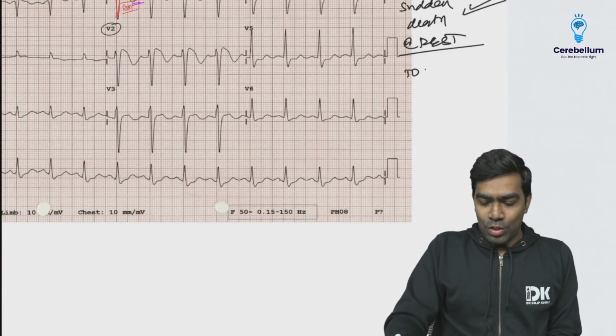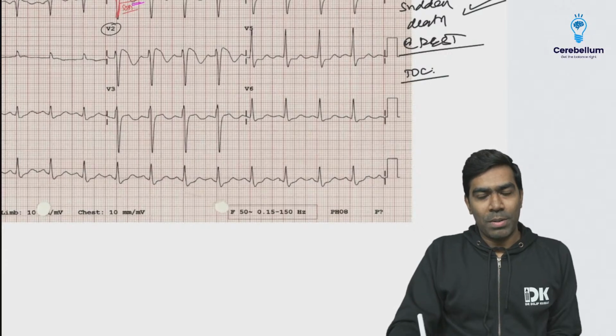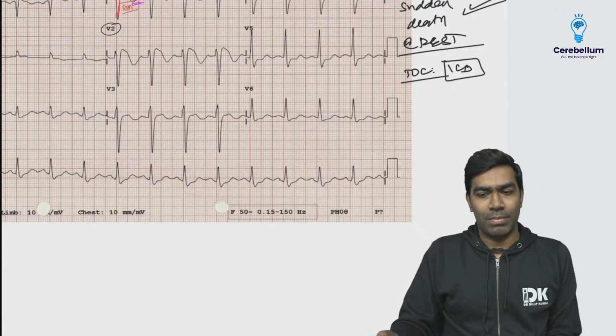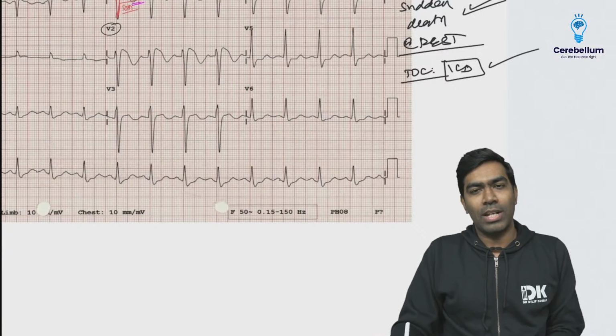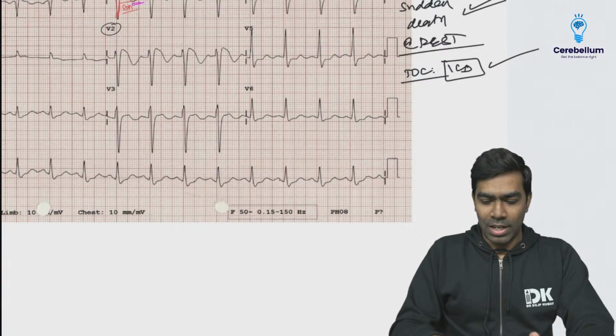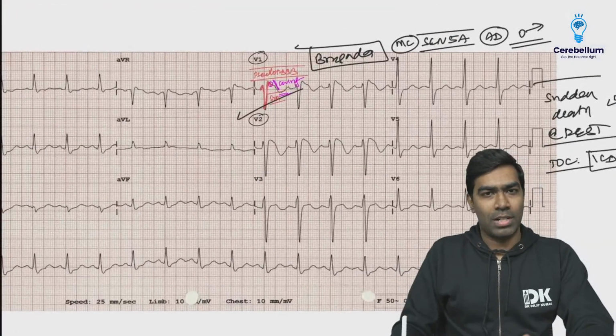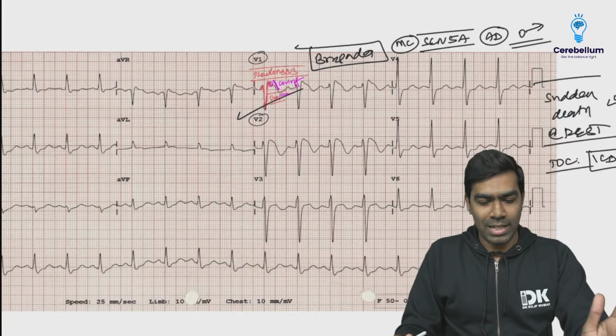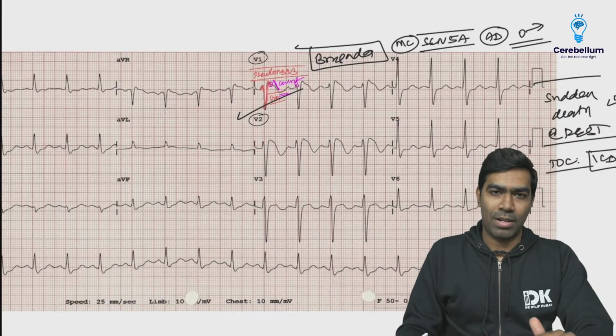And what is the treatment of choice for Brugada syndrome? The treatment of choice is again ICD, implantable cardioverter defibrillator, because the patient is at risk of death. Investigation is only ECG, nothing more than that. It's not a structural disease. You cannot diagnose it by imaging.